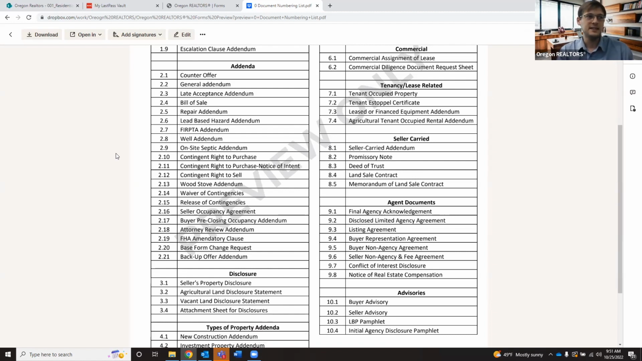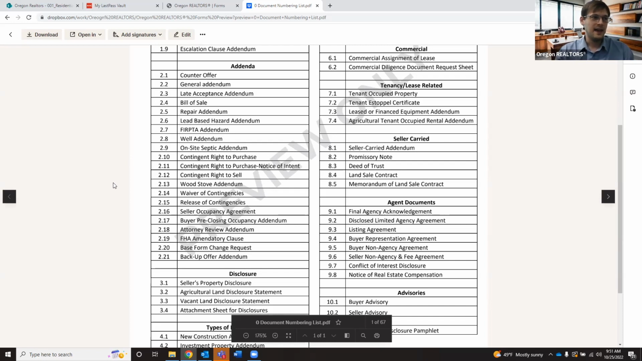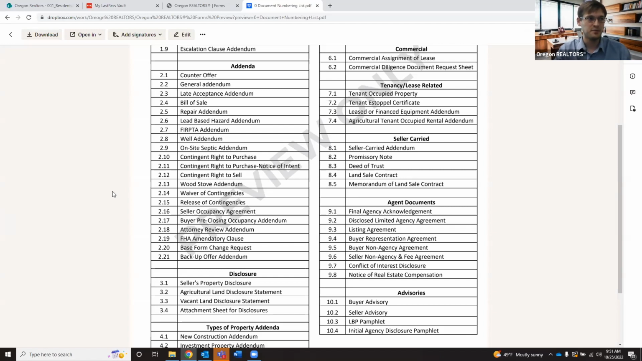Wells and septic, contingent rights to purchase, contingent rights to sell, wood stove addendum. That hasn't changed very much. It's Oregon law. Waiver of contingencies, release of contingencies. I'll highlight areas where we have made somewhat, not significant, but procedural changes to the way that practice is done.